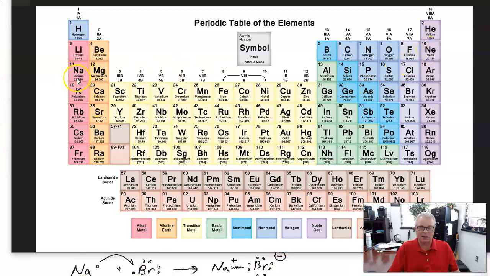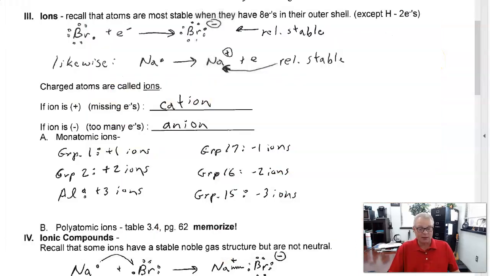neon. See, it had 11 electrons. Now it's got 10, just like neon, which we know to be very stable. So that's why sodium would want to lose one electron. Again, what's the downside? Well, the downside is if I've got 11 pluses for my 11 protons, and now I've only got 10 minuses, what's the charge on a sodium? +1. Okay?